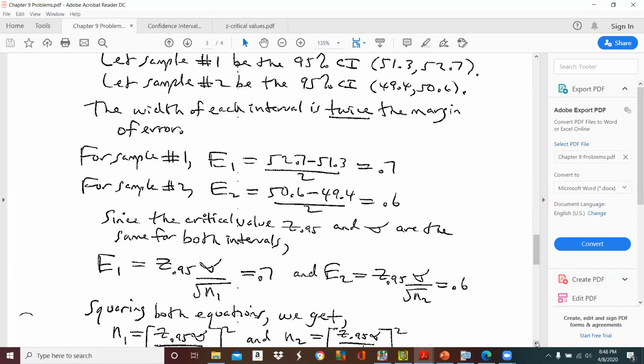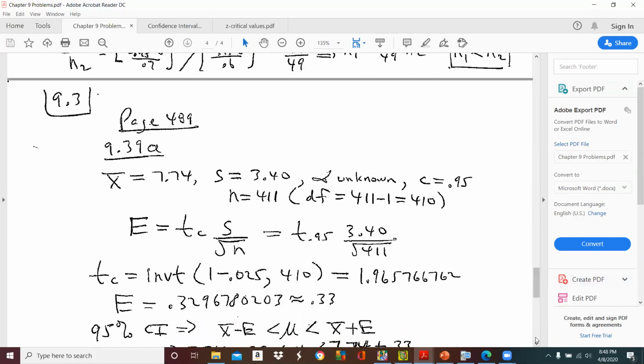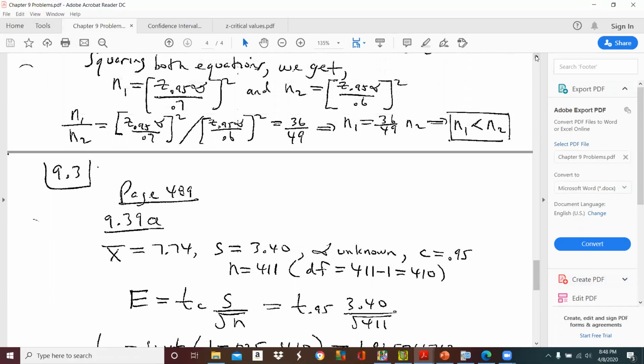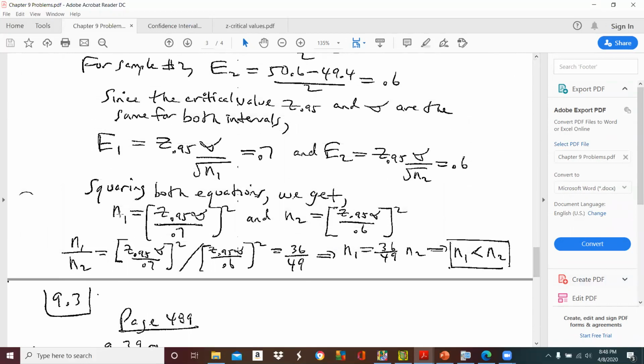So what do I do? I do something a little fancy here. Scroll back up. I solve for n for both of these formulas. And then I divide n1, the sample size for the first sample, and n2 for the second one.